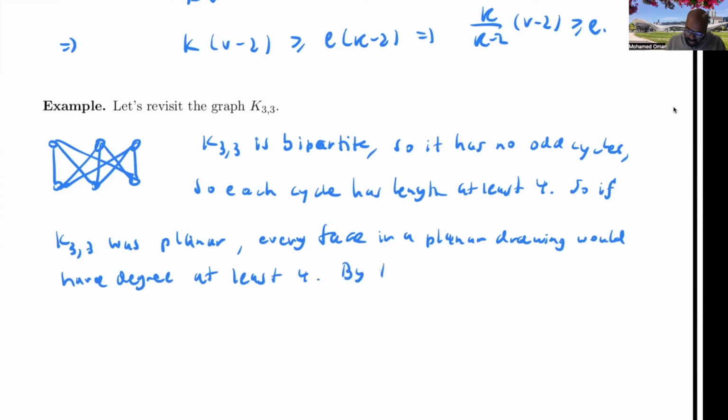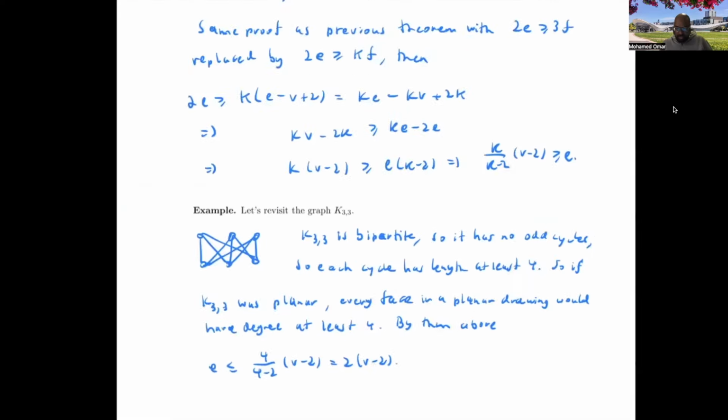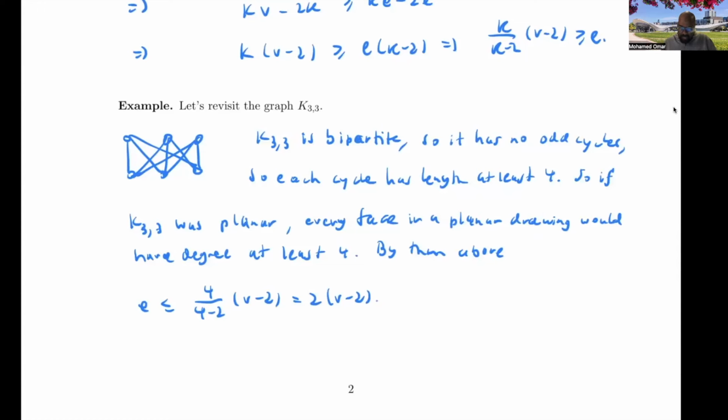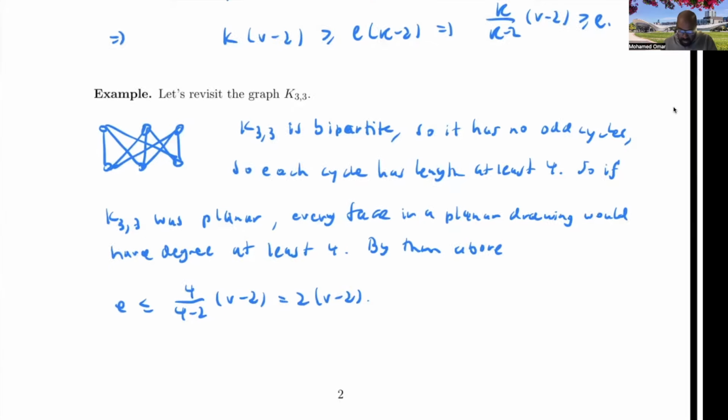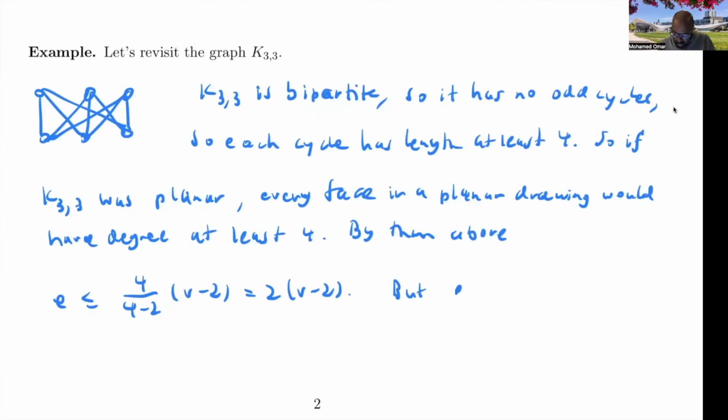So by the theorem above, E would be less than or equal to 4 over 4 minus 2 times V minus 2, which is twice the quantity V minus 2. You notice this is already a tighter version of the previous thing, which was E less than or equal to 3 times the quantity V minus 2. So let's check, does this actually work? There are nine edges and six vertices, so this quantity here is 8. So this is actually violated, so this thing is not planar.